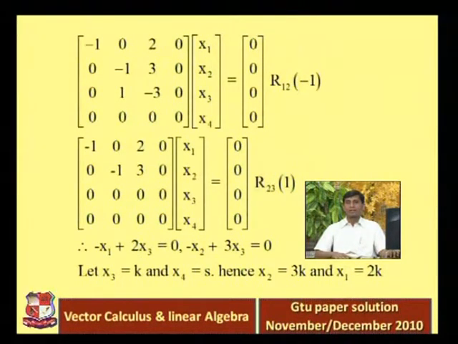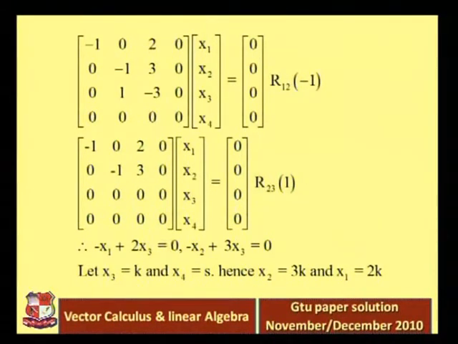Okay, now next, you have a leading entry in the first row, and below that leading entry is already 0. You have a leading entry in the second row, and below that leading entry you have to make 0. So that's why we multiply the second row with 1 and add it into the third row. So the second row is 0, 0, minus 1, 3, 0. The third row becomes 0, because whenever we multiply the second row with 1 and add it into the third row, it becomes 0, 0, 0, 0, right?